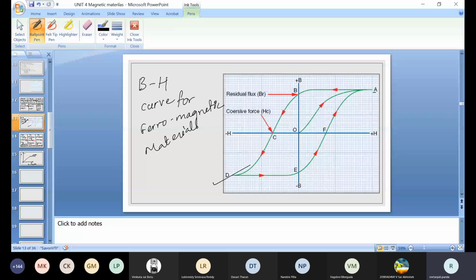As of today, I am not going to take any doubt regarding the hysteresis loop, because I am going to take the doubts in the coming class. So that is why I am going to end the class over here. If you have any doubt up to the difference between paramagnetic, ferromagnetic and diamagnetic material, you can ask.